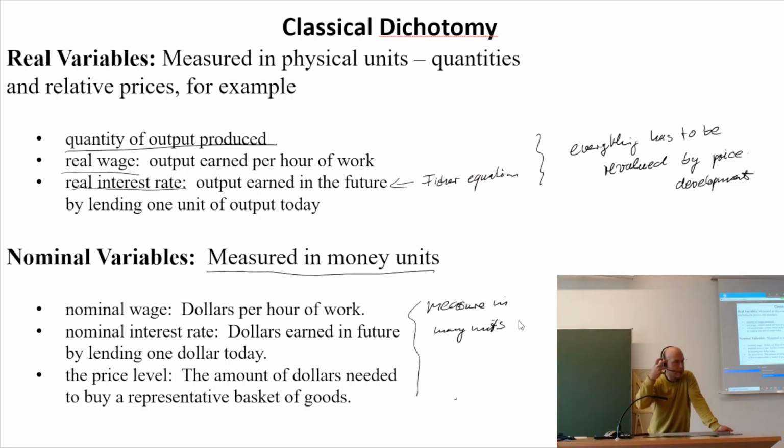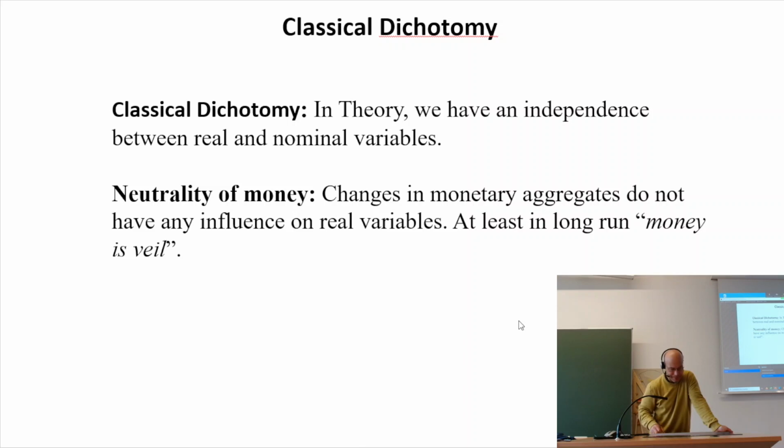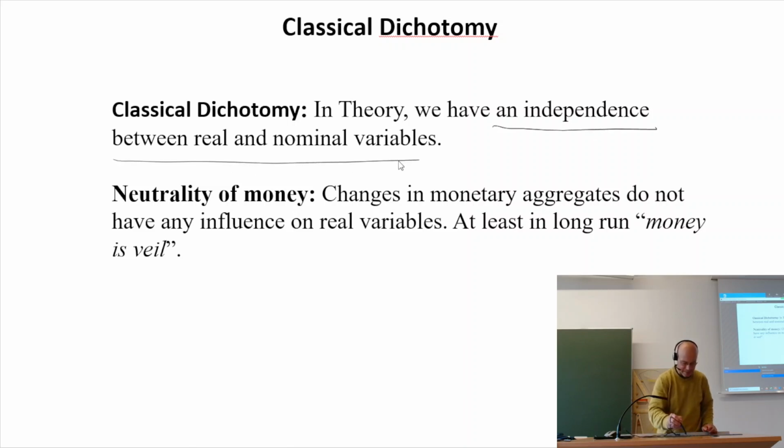And this is where we always think about, well, I have €1,000, I have $1,000. What in the end matters is what can I buy with these €1,000. And if we say that this quantity theory of money holds strictly, then we have an independence between real and nominal variables. And this is the so-called neutrality of money.